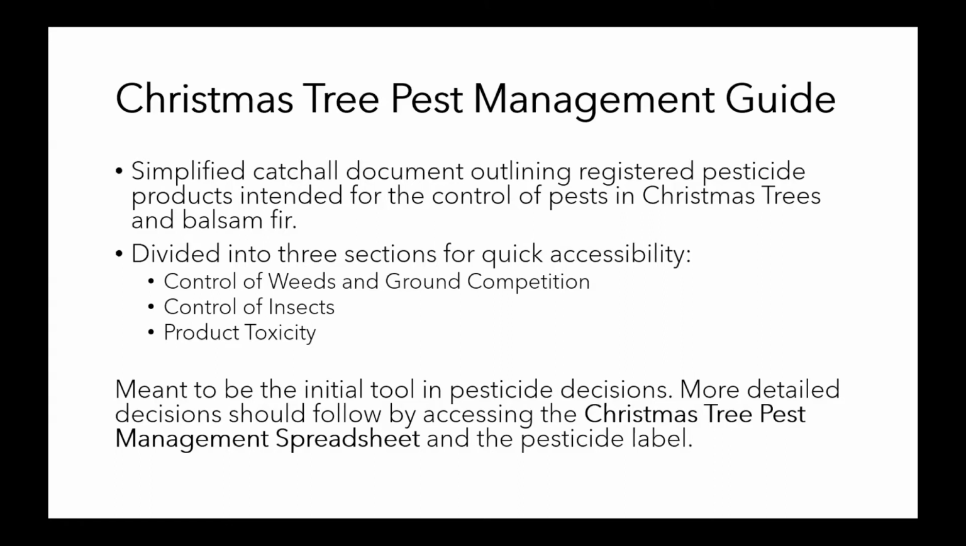It's divided into 3 main sections so that they're all easily accessible. The first one is the control of weeds and ground competition. The next one is control of insects, and then there's a table on product toxicity listed as well. It's meant to be the initial tool in pesticide decisions, so this is not meant to be the be-all, end-all. If you need more detailed decision-making tools, you can follow along by accessing the Christmas Tree Pest Management spreadsheet, which you can get through me at my contact information as displayed, and always refer to the pesticide label before purchasing and before applying any pesticide products.